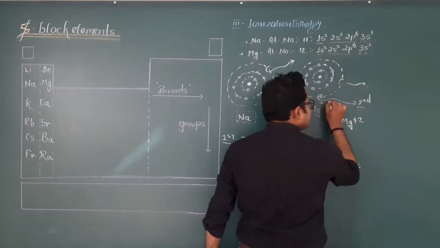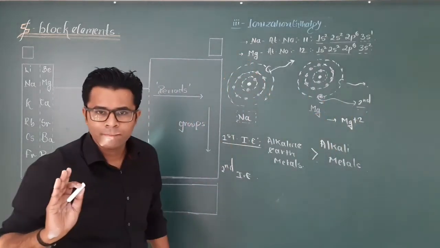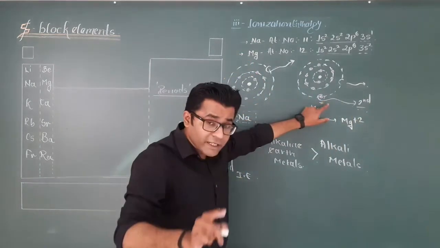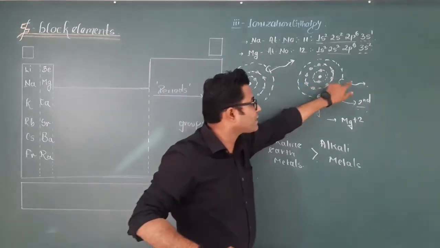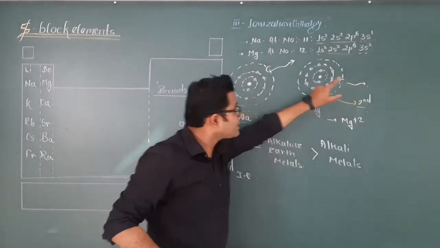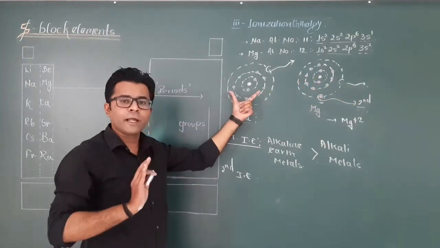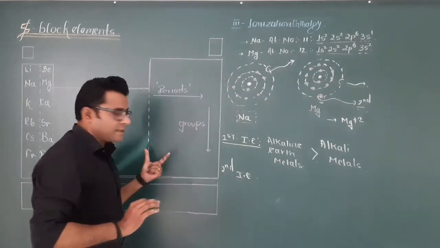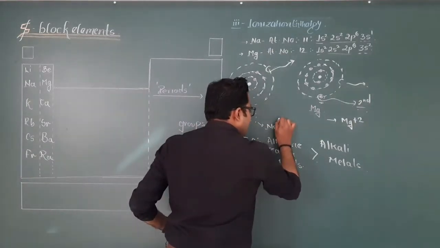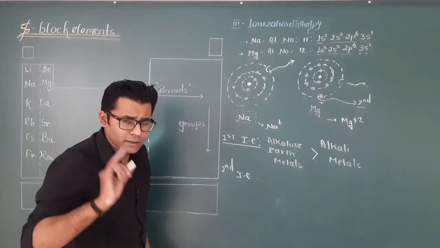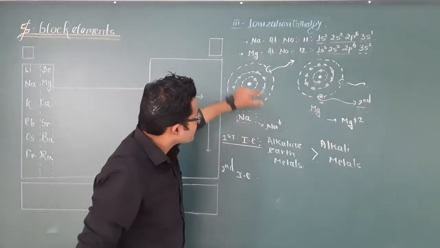That means it can easily lose this electron. That means the amount of energy required to remove this electron will be less compared to that of the first one. But that is a reverse condition for this phenomenon. In case of alkali metals, as these are much more stable in their M plus 1 state if they lose an electron, so now what will happen?